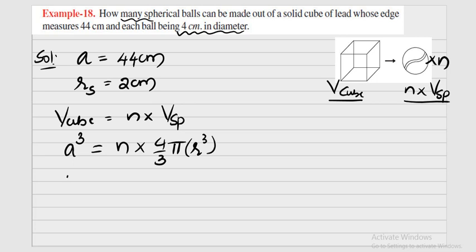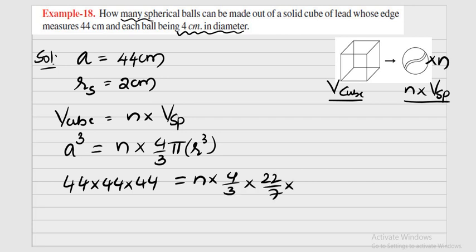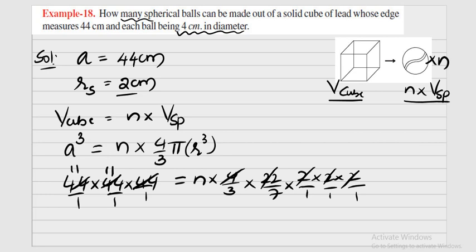So when I substitute the values, this becomes 44 into 44 into 44 is equal to n into 4 by 3 into 22 by 7 into, what is the radius of the sphere? It is 2 into 2 into 2. Since we don't have anything here, it is by 1s. Now 22 2s are 44, so it is gone. Next, in the 4 table, I can cancel 11 times. Next, 2 2s are 4, I can cancel again 11 times, right?